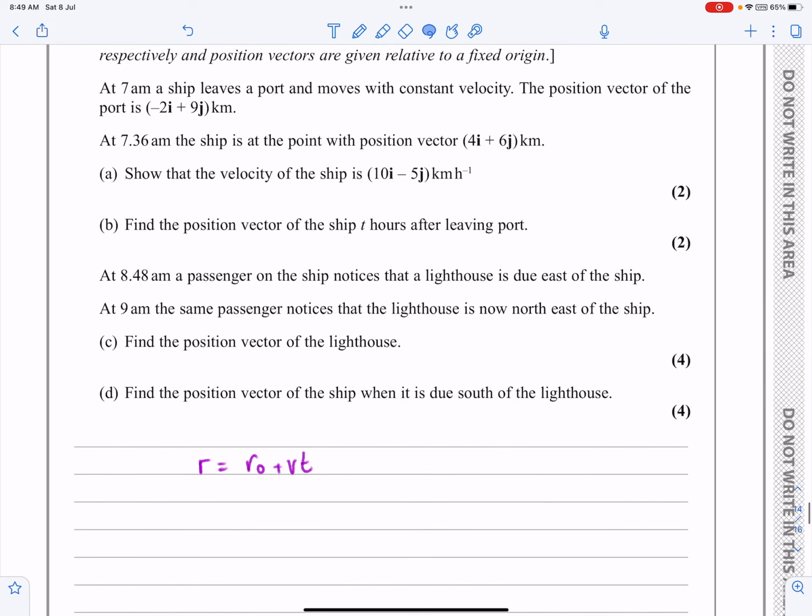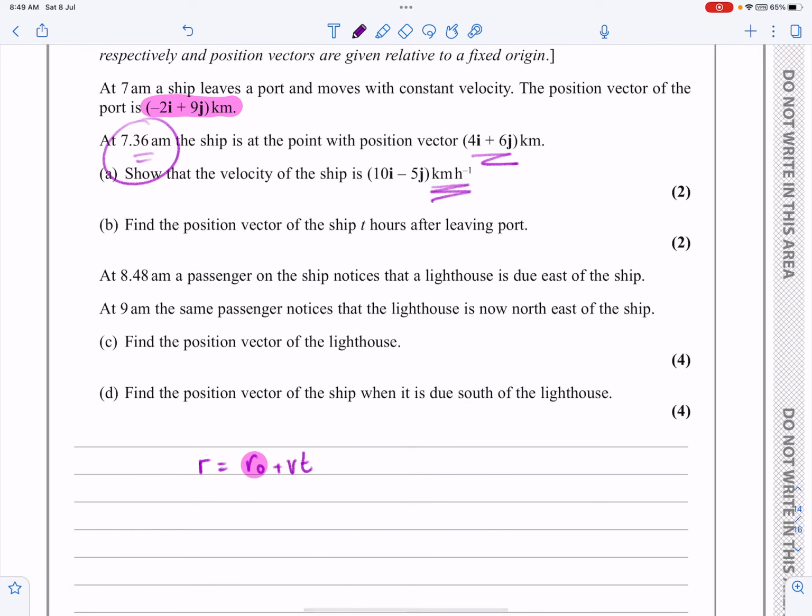It says the ship leaves the port with a constant velocity. Good, there's my v. The position vector of the port is minus 2i plus 9j. Well, that's my r0. At 7:36, the ship is going to be at 4i plus 6j. So that means if I put time in here, I'll get my r working out there. We just need to be careful about this time then.